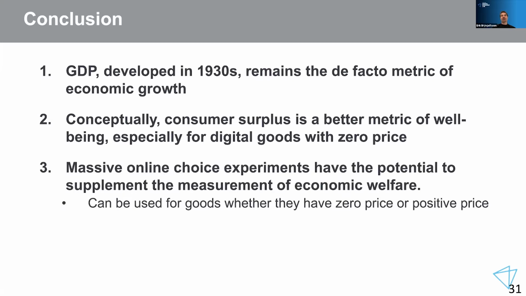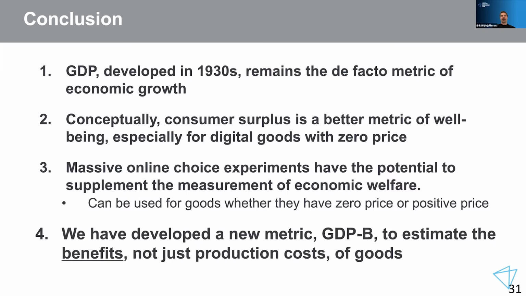These massive online choice experiments are really what's enabled this approach and allow us to plug the numbers into the equations for GDP-B. And it works not just when goods have positive price, but also when they have zero price, which is something that's missing from traditional GDP. And so this new metric, GDP-B, is one that we're fleshing out, and we expect to expand to a lot more goods and services going forward.